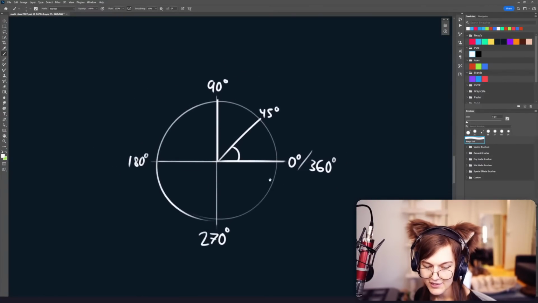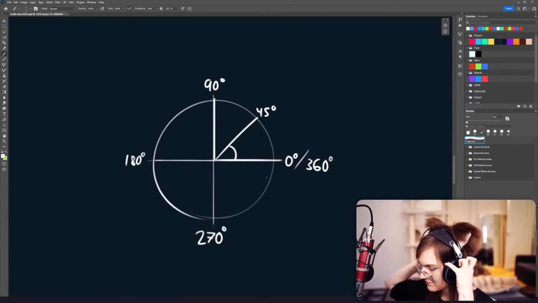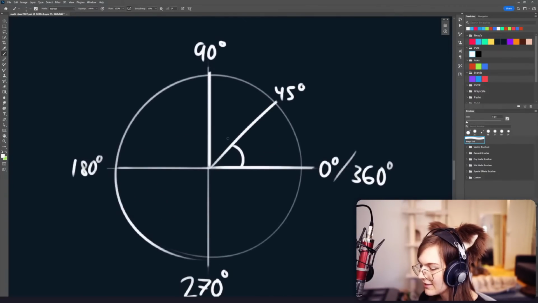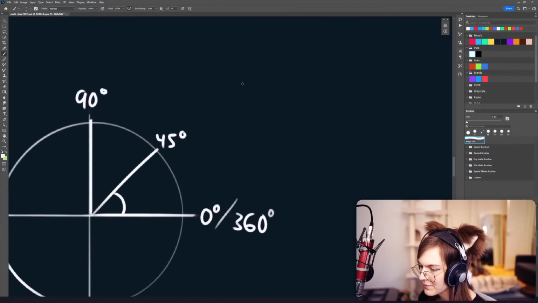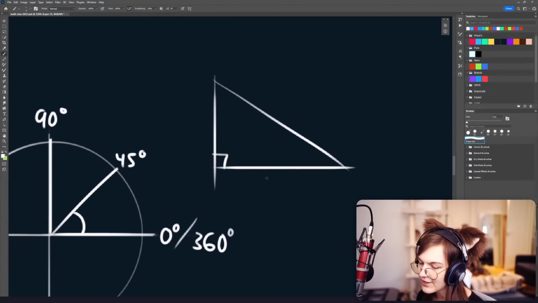So this unit is called degrees. We use them a lot. We usually use them for colloquial things. Like if we say a 90-degree angle, that's usually a right angle like this. And we've talked a lot about right angle triangles and so forth.